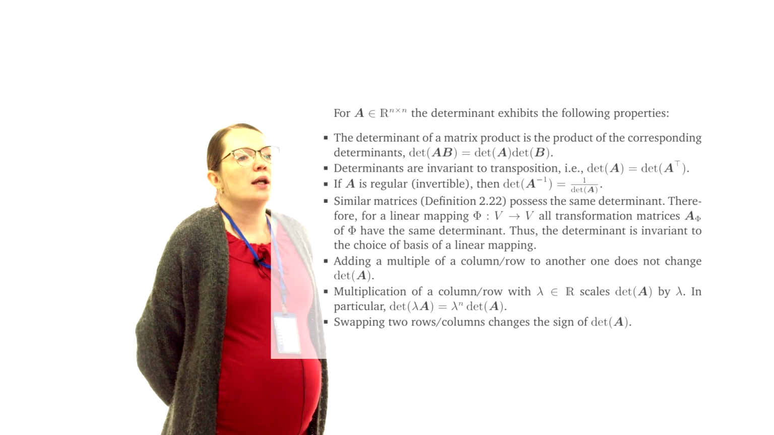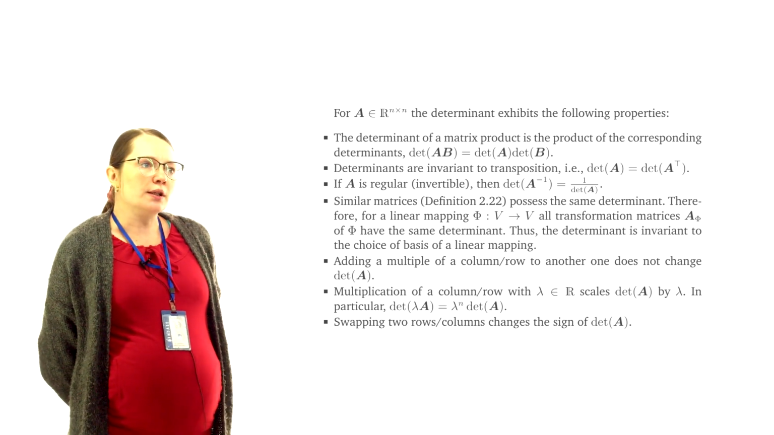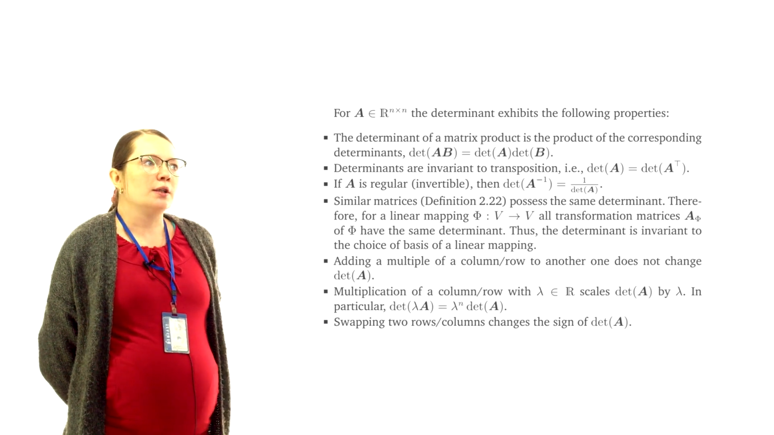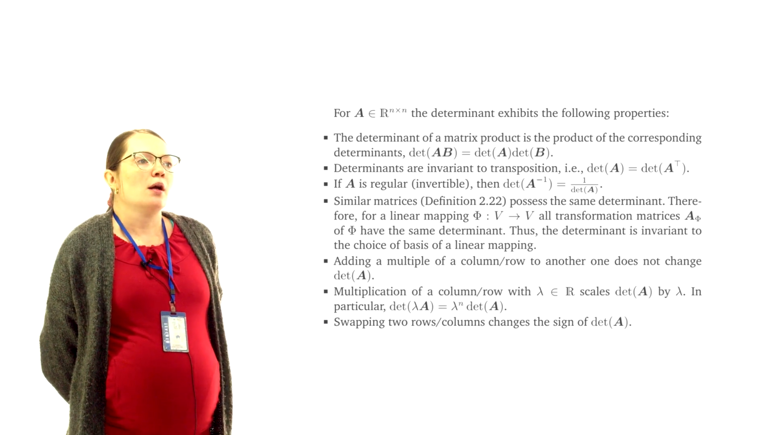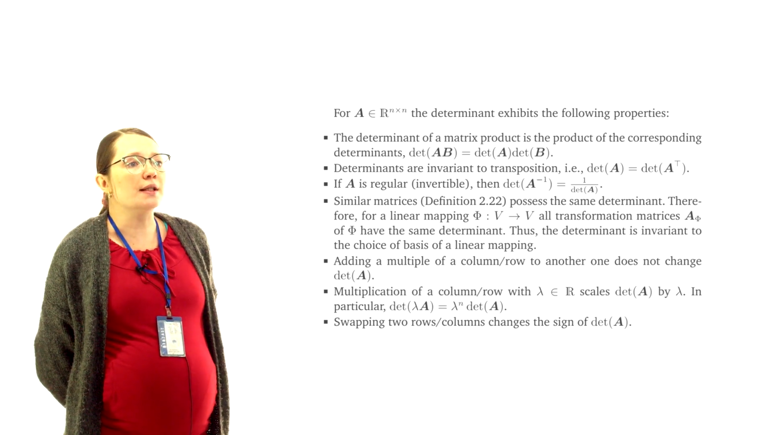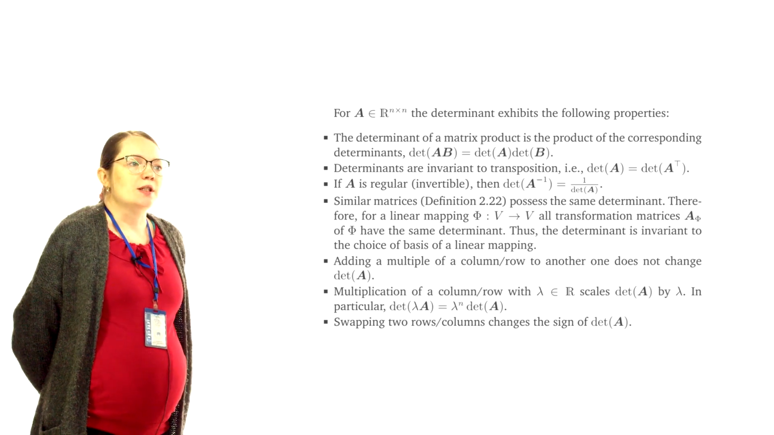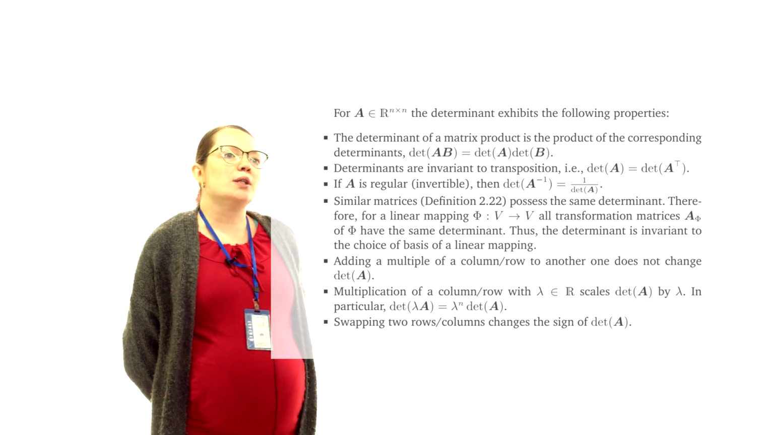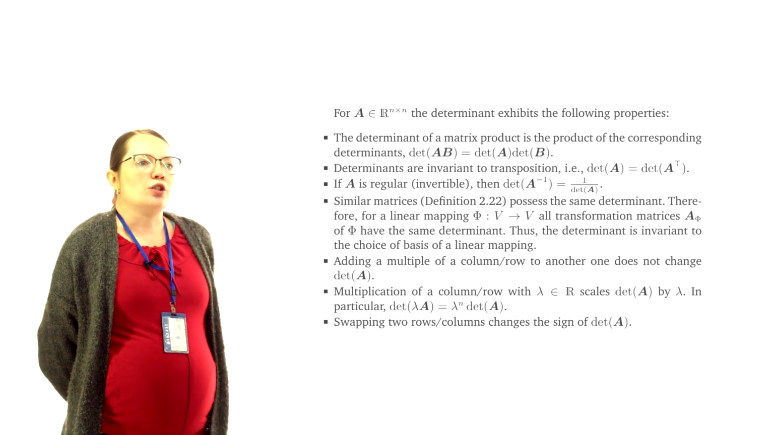Okay, next, let's consider the properties of the determinant, which are quite important. The first one is that the determinant of a product of two matrices can be calculated as the product of the corresponding determinants. The second one is about invariance under transposition. It means that if we take the transpose of the matrix, we do not change its determinant.